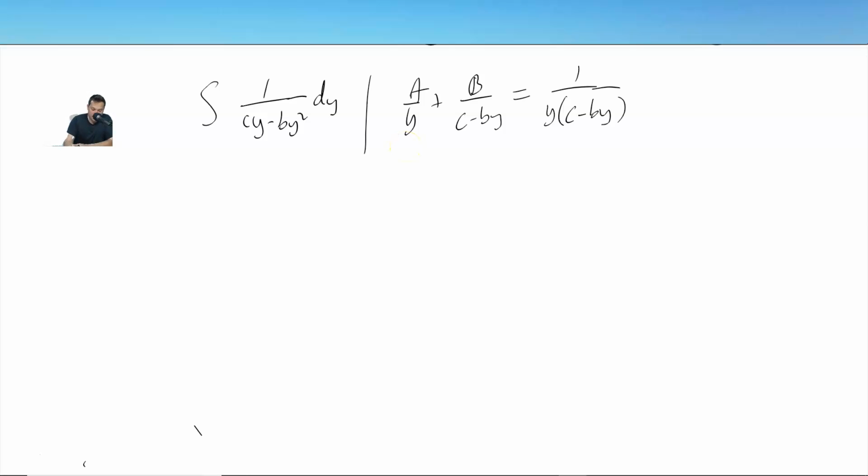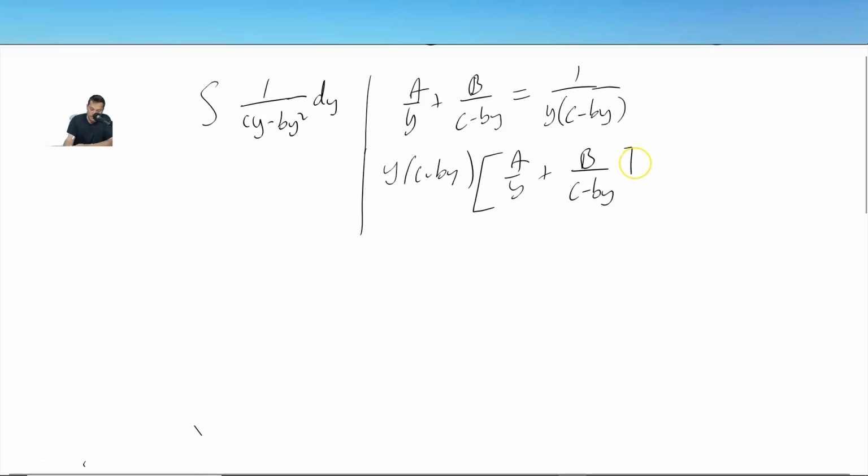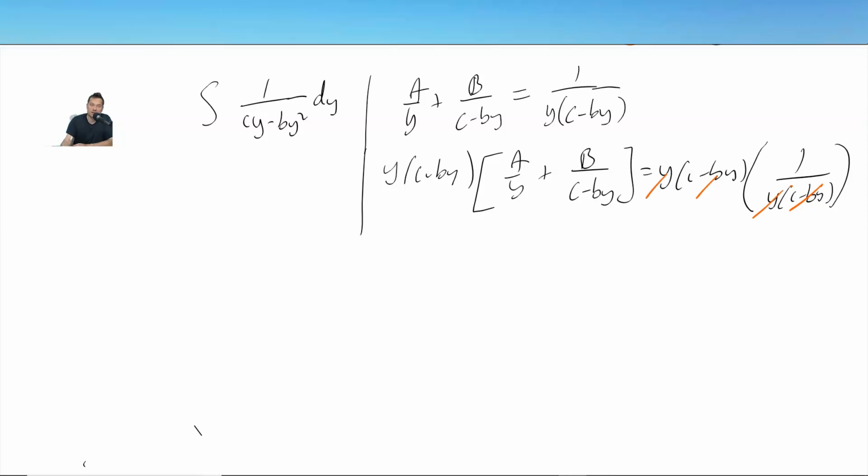To make this work, first just multiply by the LCM, because that will clear all the bottoms naturally enough. The LCM is just y times (c − by). So y times (c − by) multiplying within brackets A over y plus B over (c − by), and this is equal to y (c − by) multiplying the same thing in the bottom, y and then (c − by), and then cross off what you can. So this crosses with this, crosses with this. That's going to leave only the number 1 on the right side.